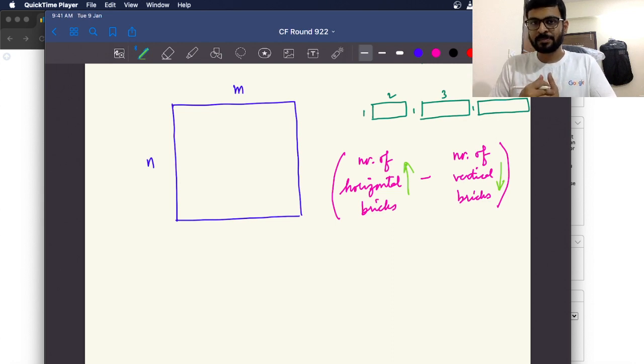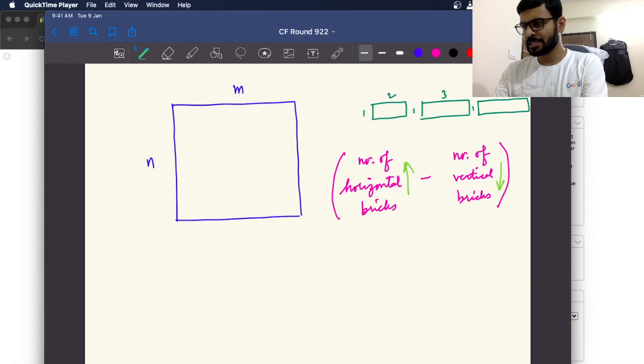Now, less means I can say, hey, I'll not use the vertical ones because that is on the negative side. I want to maximize the entire thing. That's a very good idea. But there is one thing I need to clarify. What is that? If I use vertical bricks, will I get an advantage somewhere? If I use vertical bricks, will somewhere horizontal bricks also get increased?